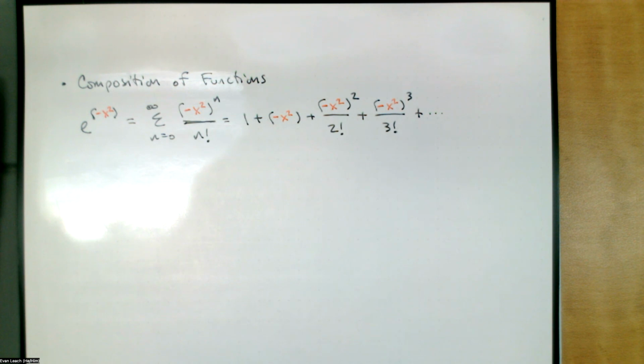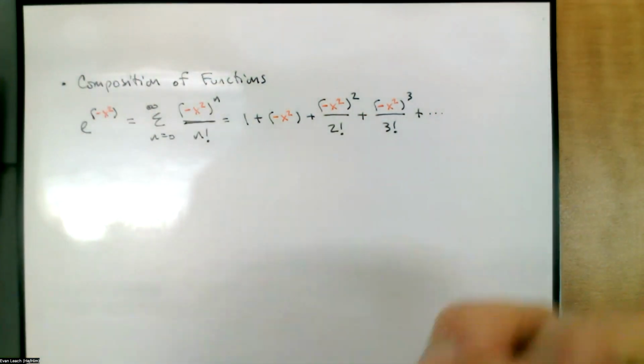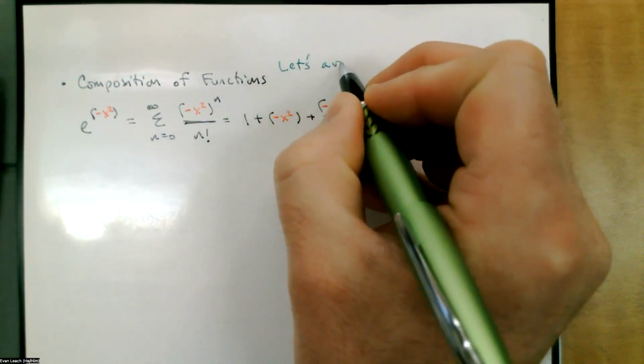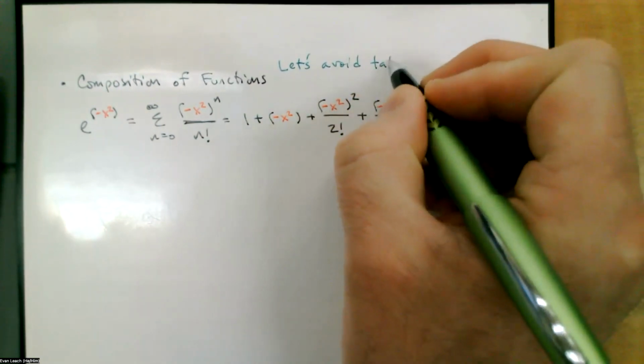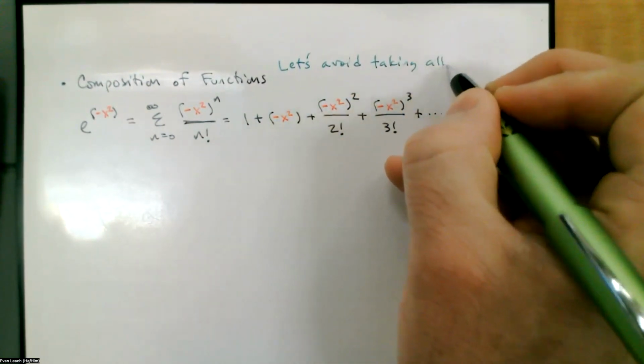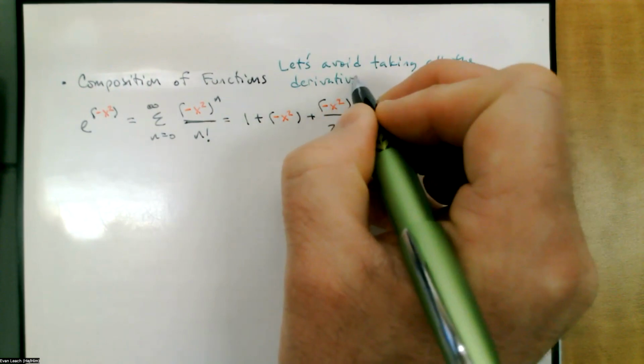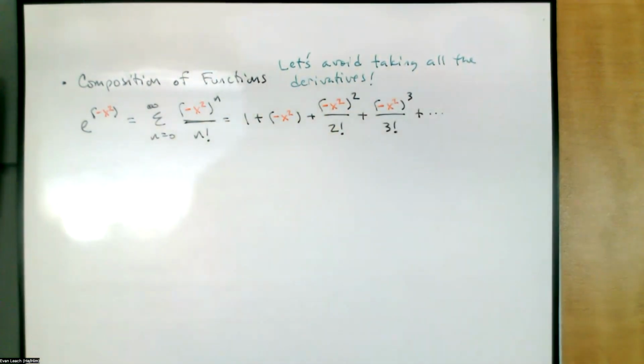This is useful because now we don't have to take all those derivatives. We can avoid taking all the derivatives of e to the minus x squared by just plugging negative x squared into the known Taylor series for e to the x.